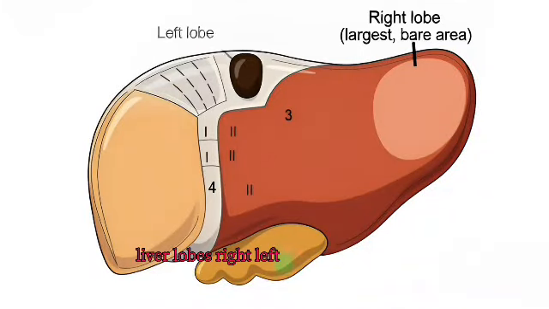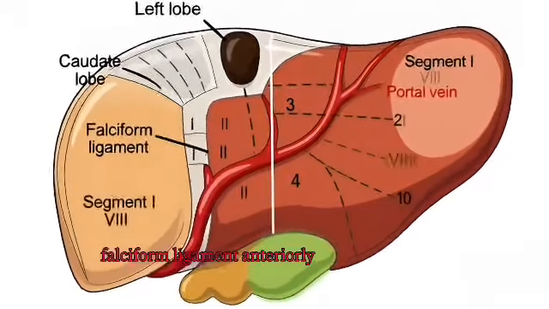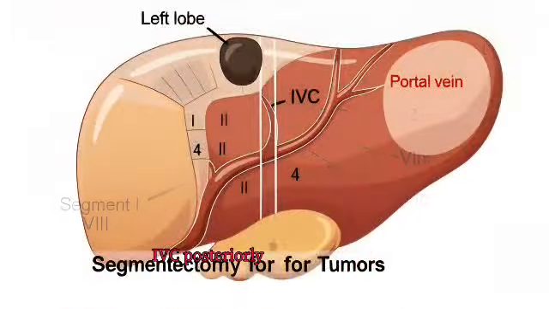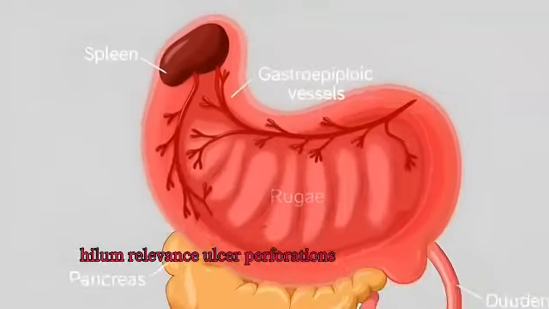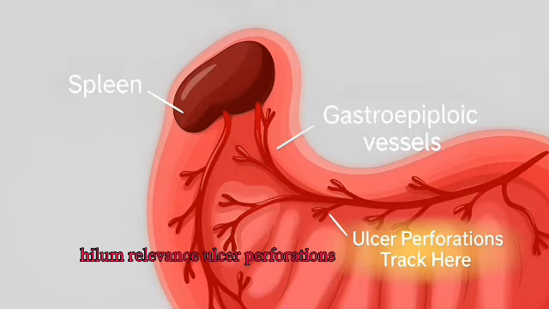Liver lobes, right, left, caudate, quadrate. Relations, falciform ligament anteriorly, IVC posteriorly. Clinical, segmentectomy planes for tumors. Hilum. Relevance, ulcer perforations track here.